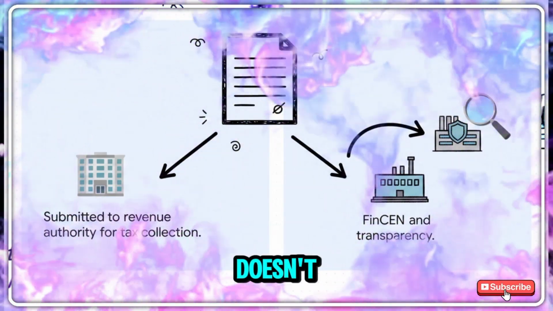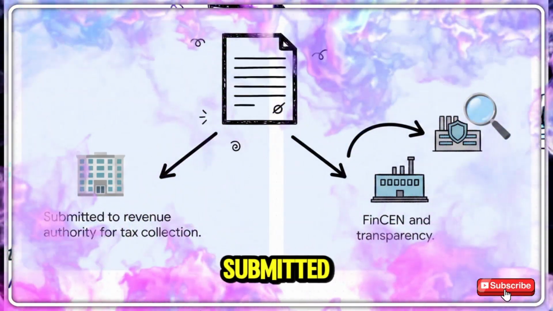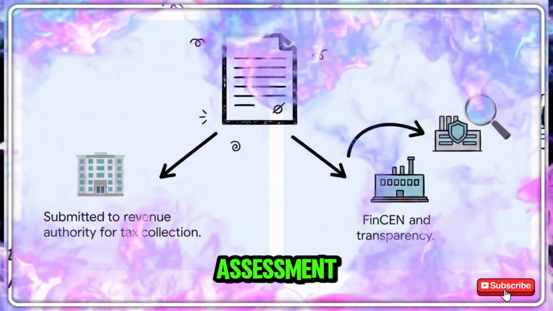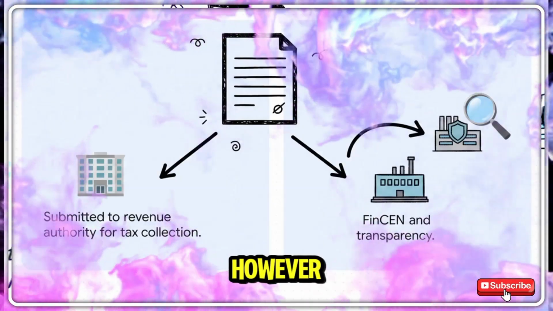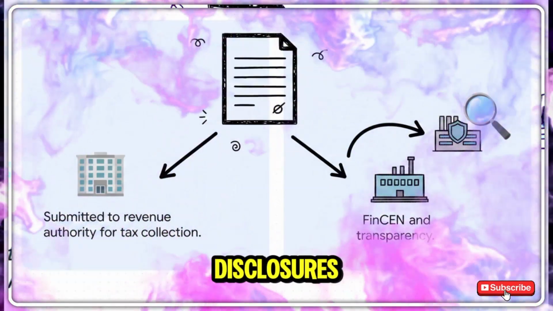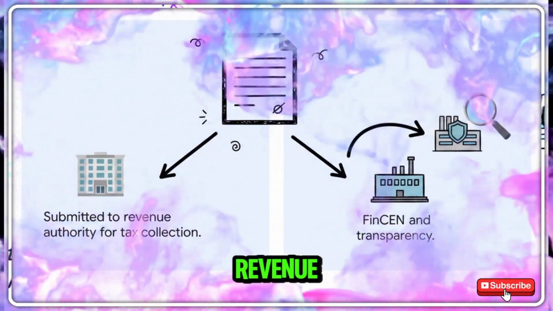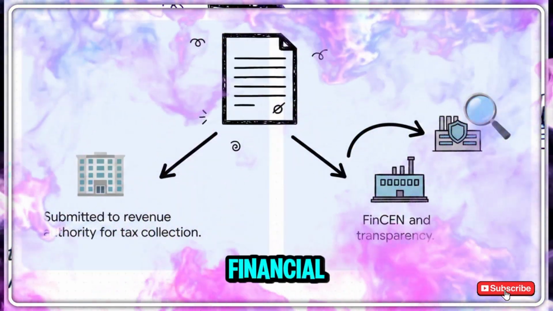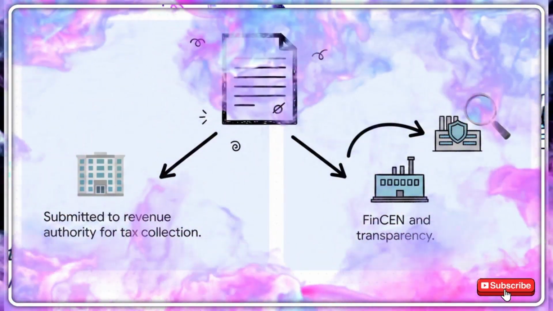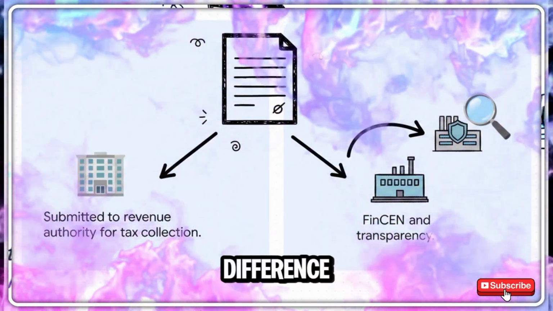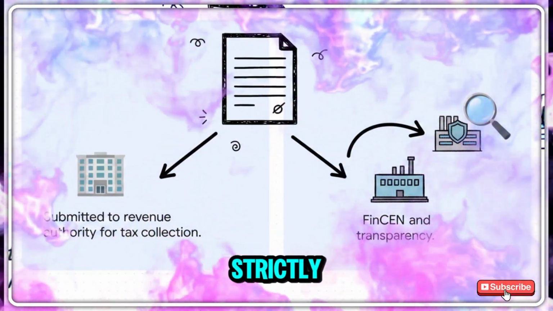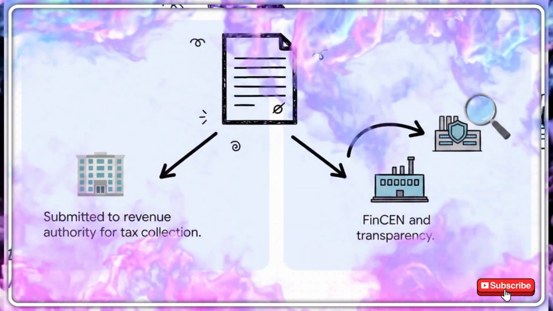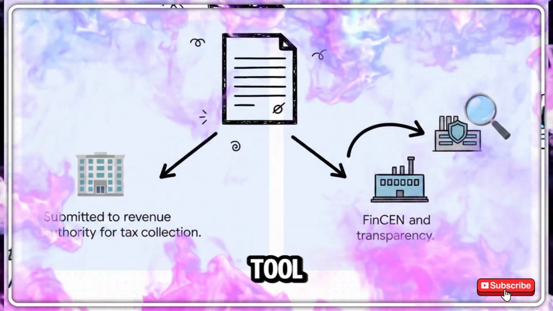It doesn't. Your standard tax returns are submitted to the National Revenue Authority purely for the purpose of tax assessment and collection. However, these specific foreign account disclosures bypass the Standard Revenue Authority altogether. They are routed directly to the Federal Financial Crimes Enforcement Network. This fundamental routing difference highlights that this disclosure is strictly an anti-money laundering and global transparency dragnet. It's not your standard tax collection tool.